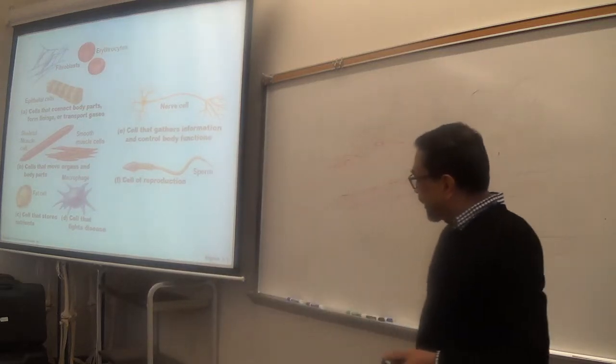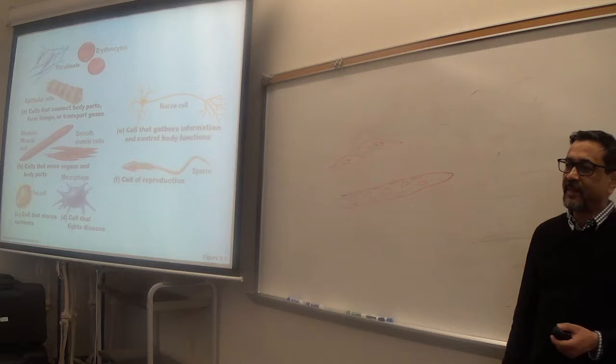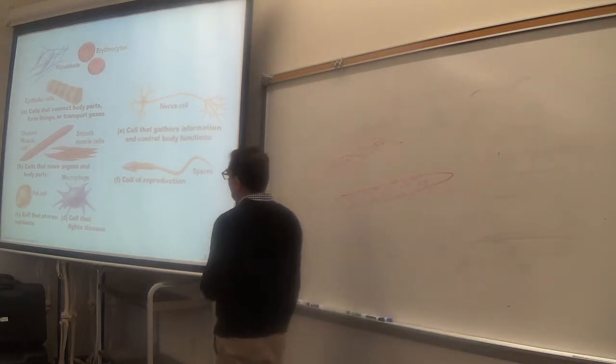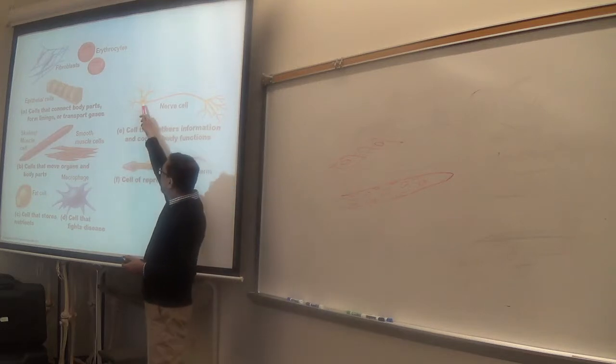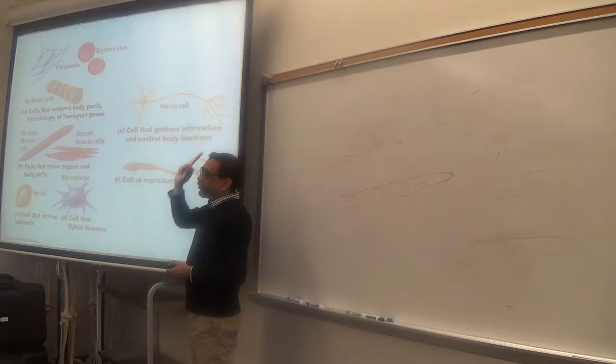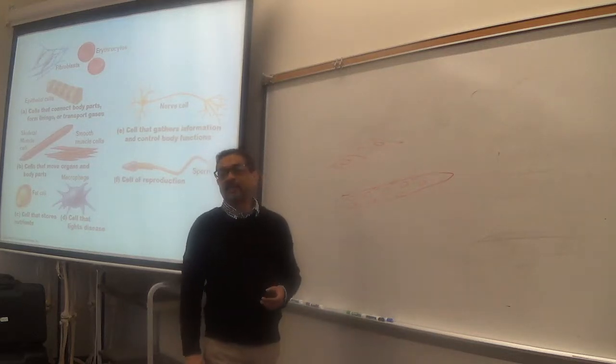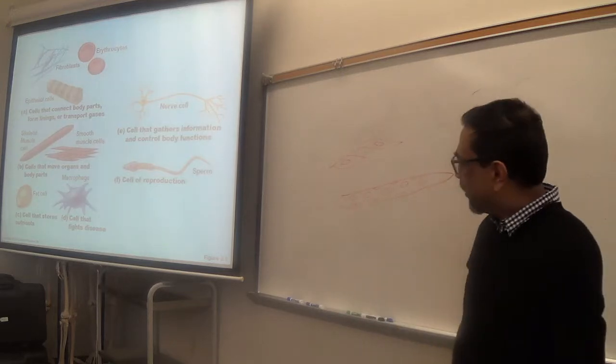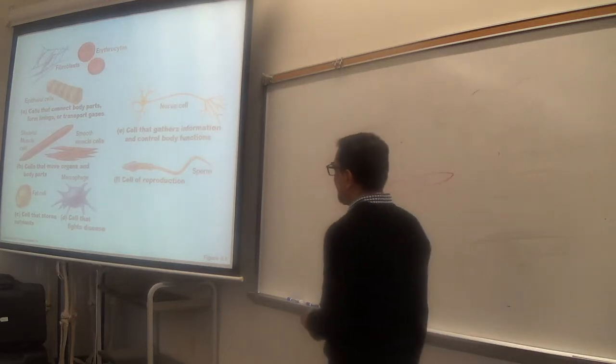Go to top right, a neural cell or neuron or nerve cell, same thing. You see, it has a cell body and multiple processes. Okay? Function is electrical signal transmission. Okay? Electrical transmission of signal.